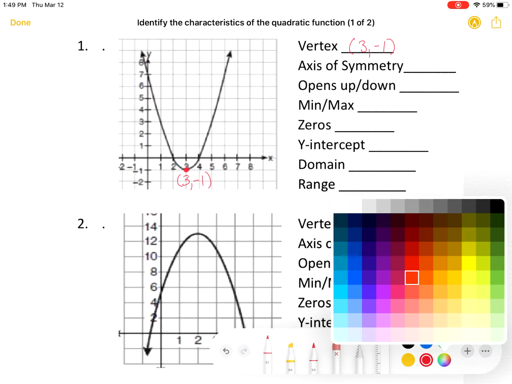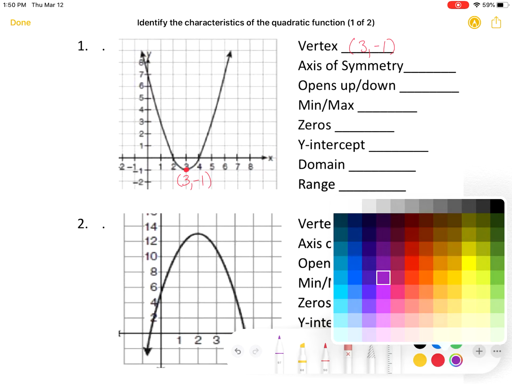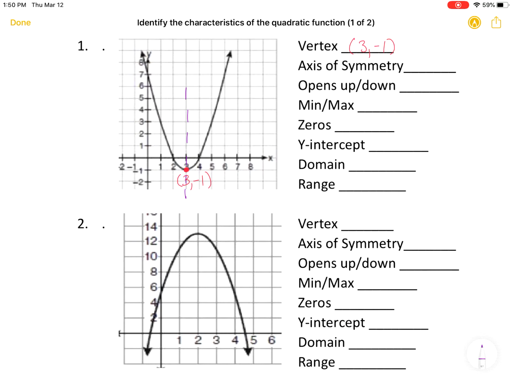All right. It asks about the axis of symmetry. Remember that the axis of symmetry is the line that divides this graph in half, and it's always going to go through that vertex. So here in purple, I've dotted that in. It will always be x equals, and in this case, it's x equals 3. Notice that the x value of the vertex and the equation of the axis of symmetry match. That will always be the case.